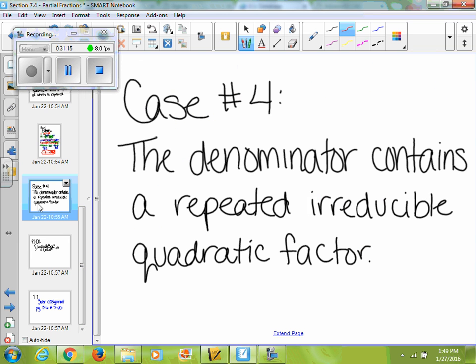Case 4 is when your denominator is both irreducible, meaning you can't factor it into linear factors, and it repeats. So it's a kind of a combination of case 2 and case 3, because case 2 is when we had repeated factors. Case 3 was when they were irreducible.